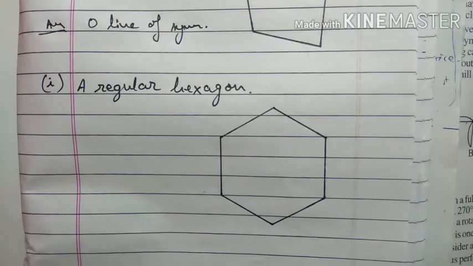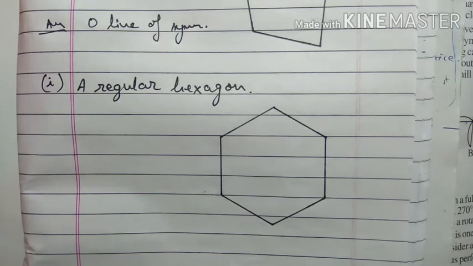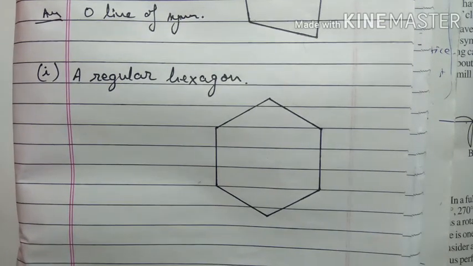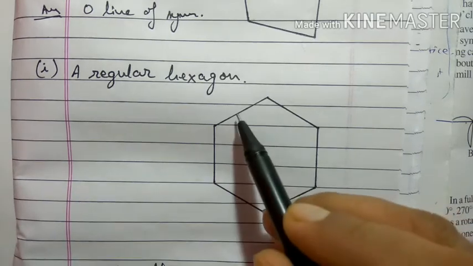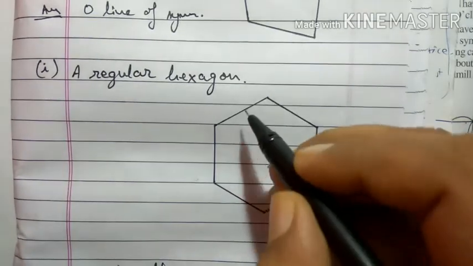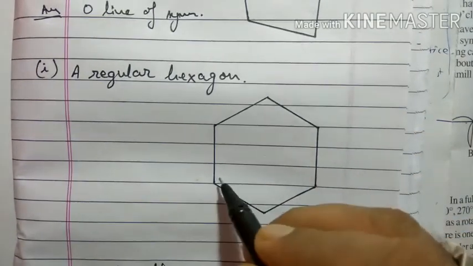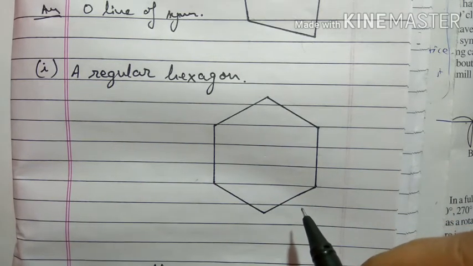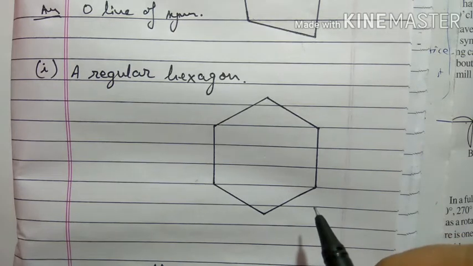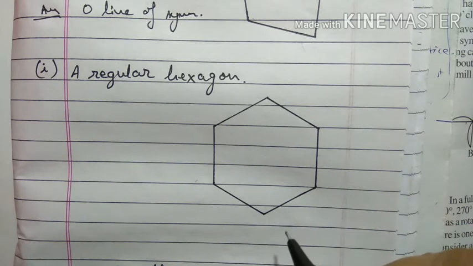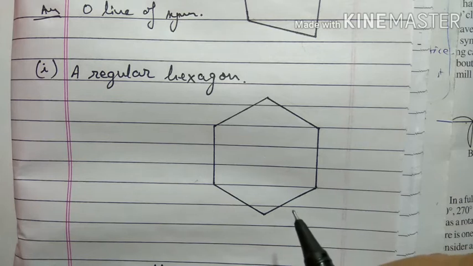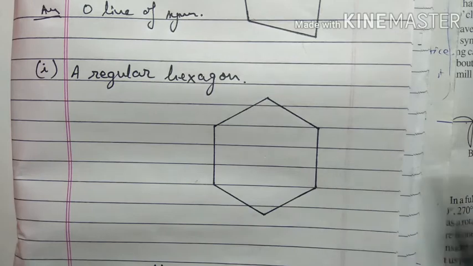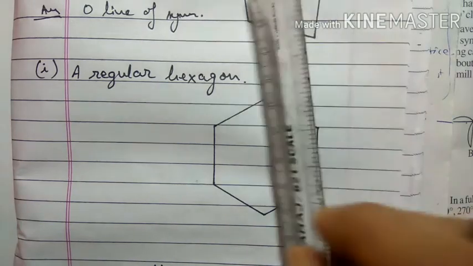Next figure is a regular hexagon. So a regular hexagon has 6 equal sides. All the sides are of equal length and all interior angles are also equal. As we know, regular figures have as many lines of symmetry as they have sides. So if a regular pentagon has 5 lines of symmetry, then a regular hexagon must have 6 lines of symmetry. So I'm going to show you how.